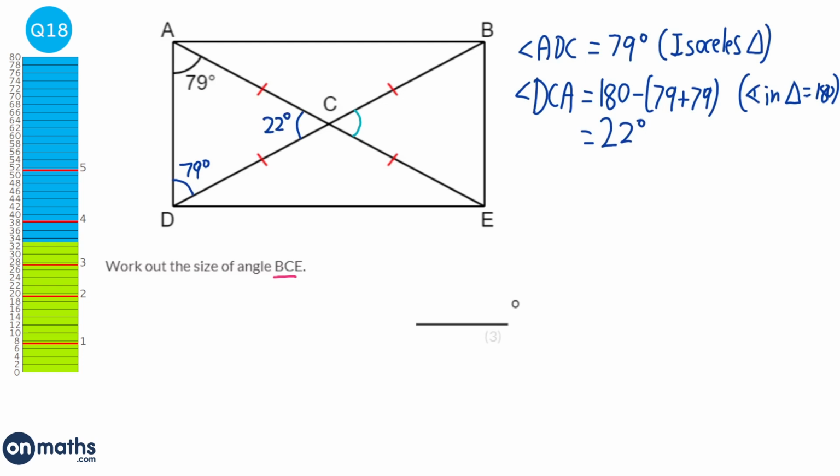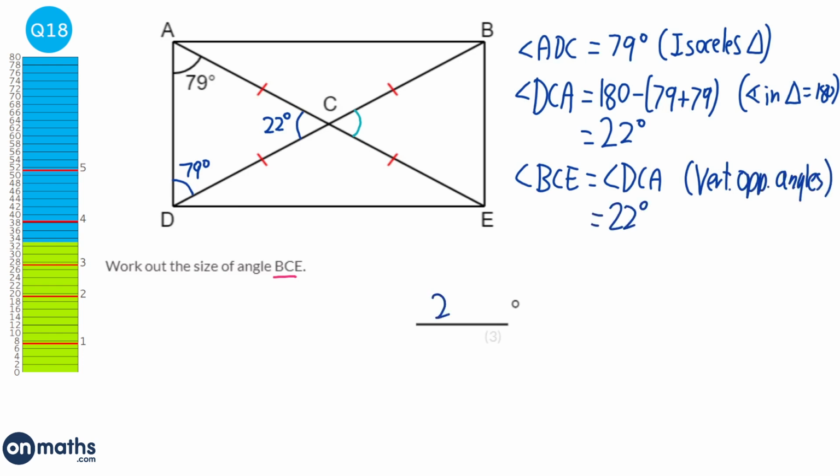And now we can actually work out angle BCE because it's going to equal angle DCA. And the reason for that is they are vertically opposite angles. So that's just going to equal 22 degrees. Now, it is really common for these types of questions for you to get maybe 1 or even 2 marks for the answer, but 1 or 2 marks normally for the reasons and for the explanations.